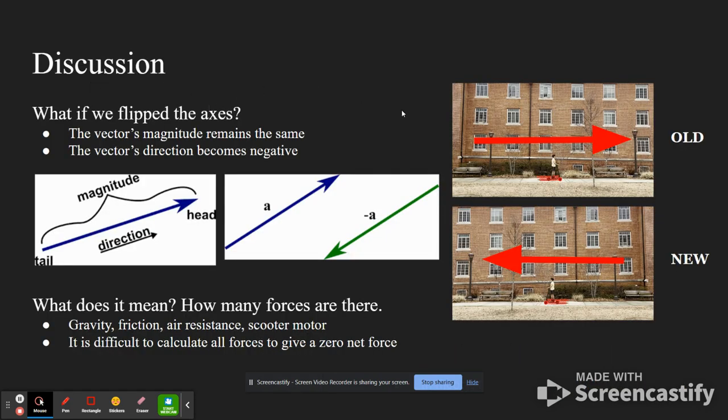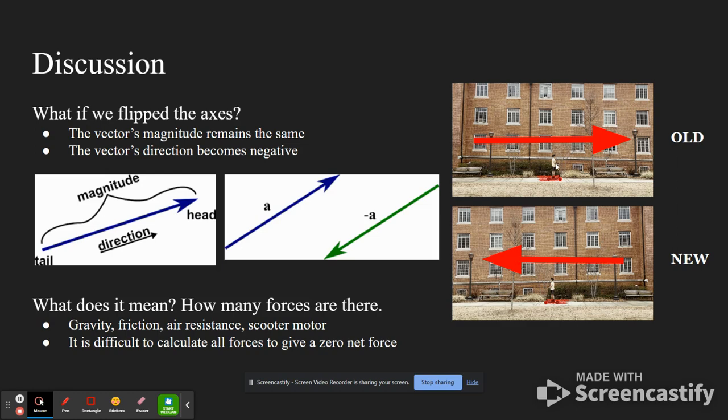Now, what would happen if we were to flip the axis? As you can see in the old video, the axis was pointing in the positive x direction. So what should happen is the magnitude should remain the same because the speed remains the same, but the vector's direction should become negative, as you can see right here. So the magnitude is the same, but the direction is now negative.